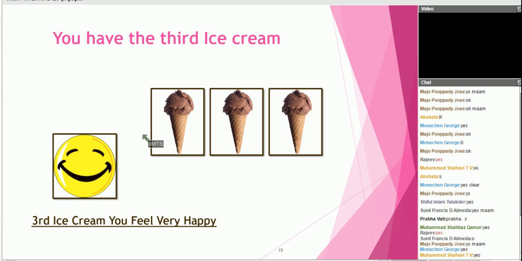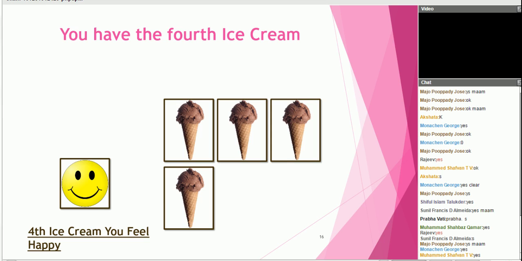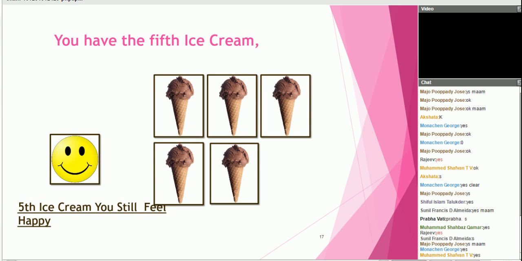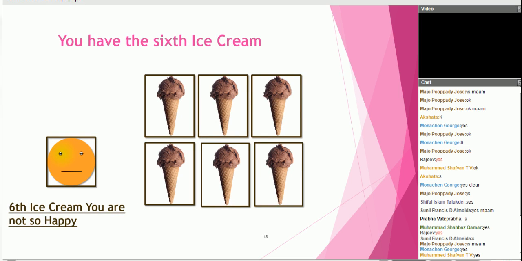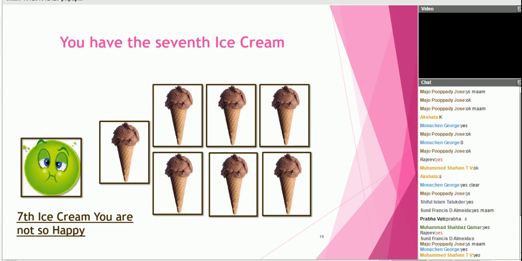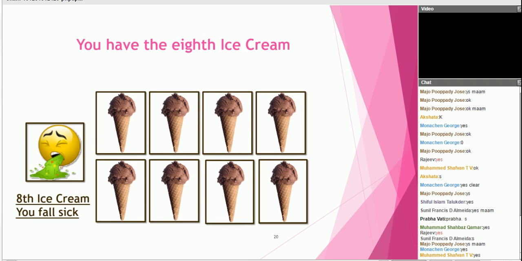Now the degree has gone down, you can see. The smiley has changed to that of a happy one. Then fourth, you feel happy, not very happy. Now you are just happy. Then fifth, still you are happy. Then sixth, now you are not so happy. The curve is a straight line now. The seventh, you are not at all happy because your marginal utility has already gone down. It has started declining, the total utility as well as the marginal utility. Now look at the eighth one. It's going to make you feel sick. That's not at all something that you want.